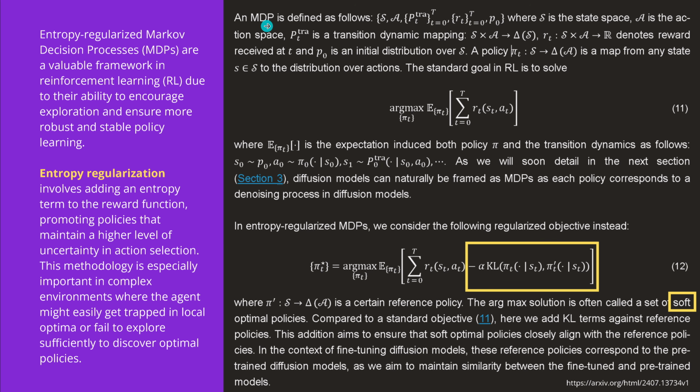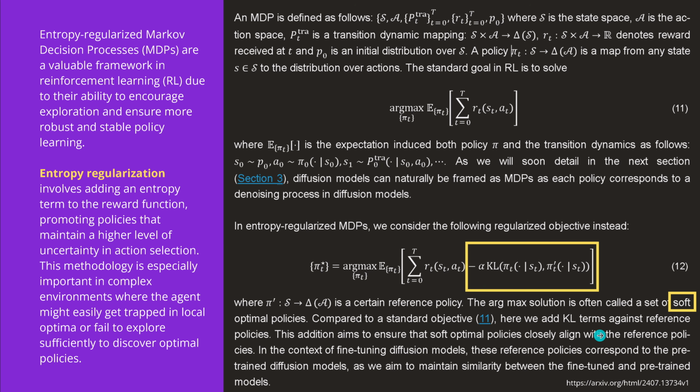Now, you know what a Markov decision process is. It is defined as the following. Beautiful. And the standard goal here in reinforcement learning is to solve this equation. You have the argmax, where E is the expectation induced by both the policy pi and the transition dynamics as follows. Beautiful. In an entropy regularized Markov decision process, we consider the following regularized objective instead.